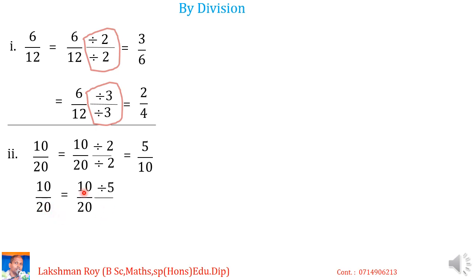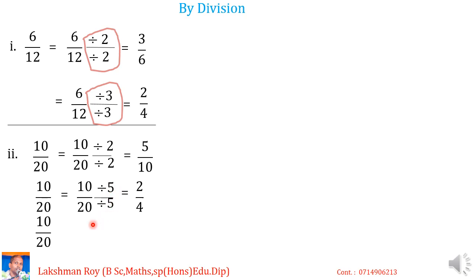So that means 10 should divide by 5 and 20 should divide by 5. Same number, right? So then you get the answer: 10 divided by 5 is 2. 20 divided by 5, that is 4. So this is another equivalent fraction, right? Understand? So let's find another one, right? Dividing 10 and 20 by another number. Now here we divided by 5.